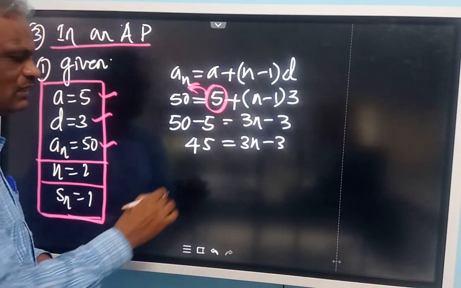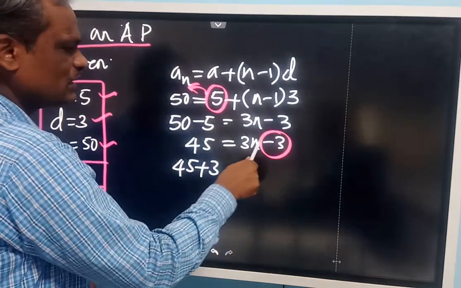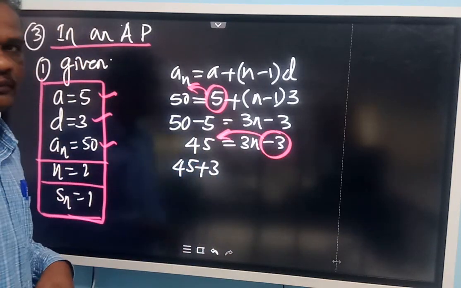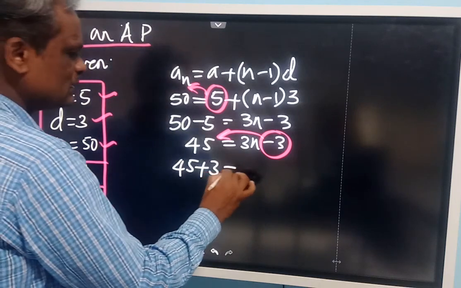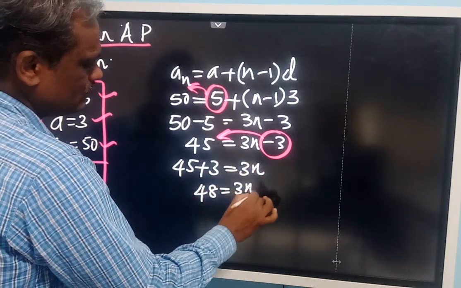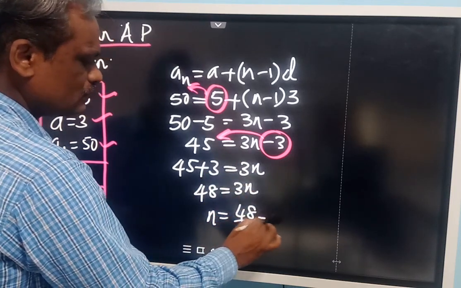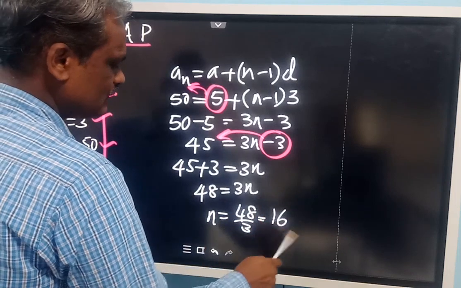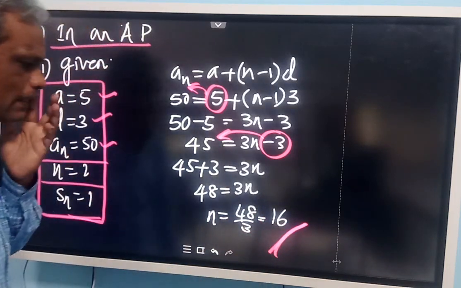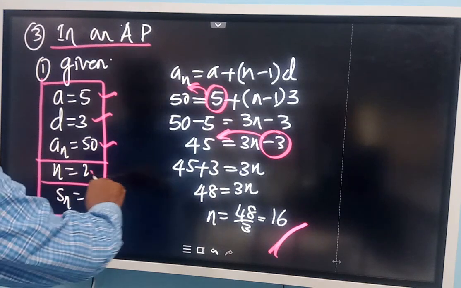Transfer minus 3 to the left side. 45 plus 3, so you are transferring this minus 3 to the left side. Minus 3 becomes plus 3. So 48 is equal to 3n. So n is equal to 48 divided by 3, which is 16. So there are 16 terms in this arithmetic progression. So we got the value of n also.